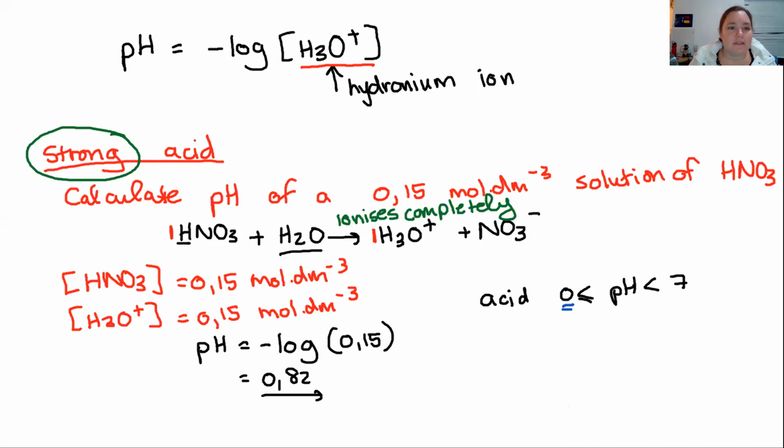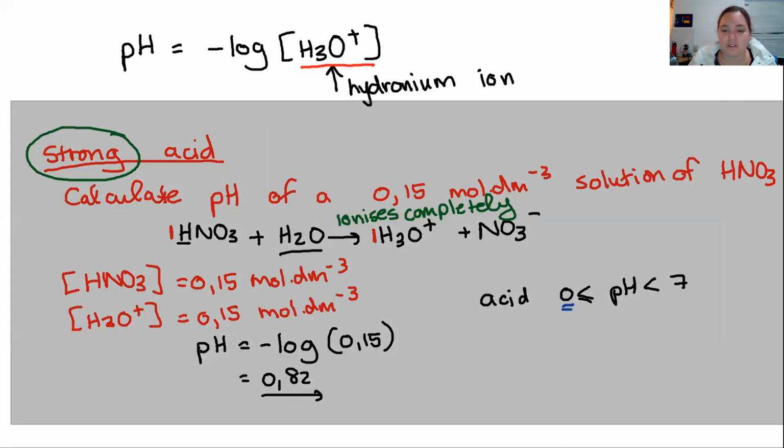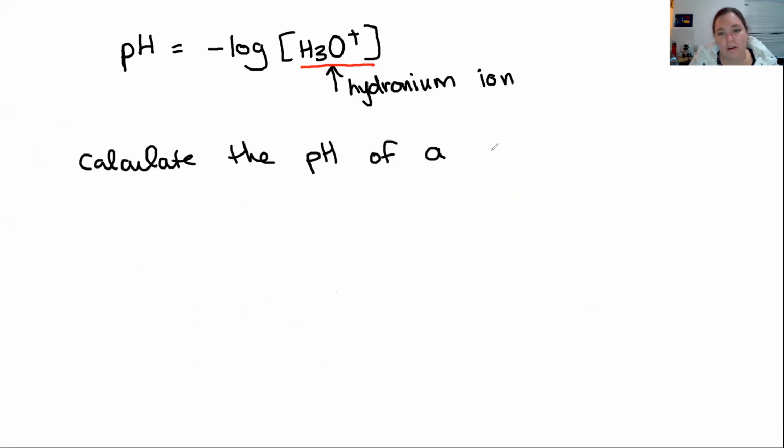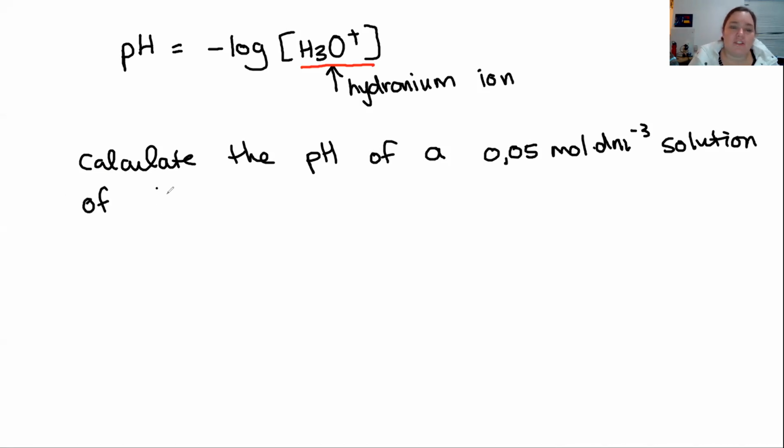So I'm going to quickly select and remove it and put in another strong acid here. And I'm going to do this with you because I don't want to catch you out, to calculate the pH of a 0.05 mole per decimeter cubed solution of H2SO4, also a strong acid.